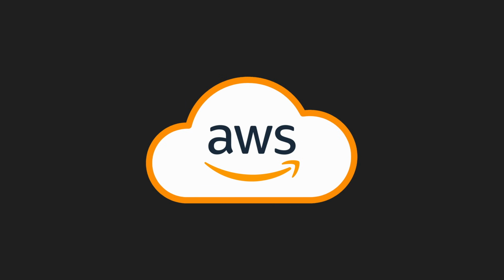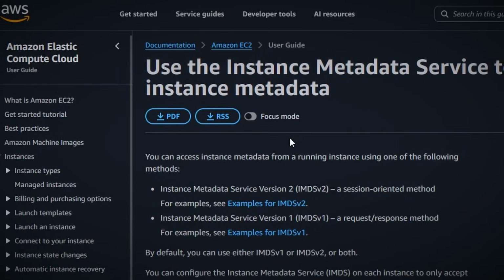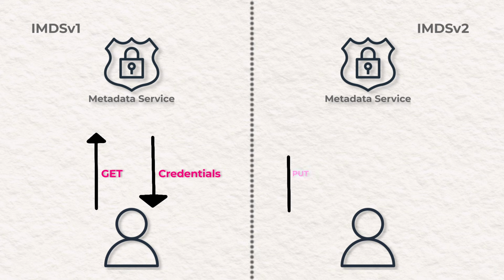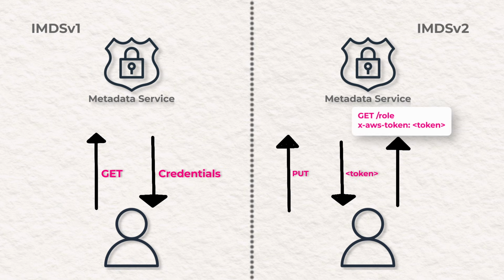After the Capital One breach, AWS introduced IMDS v2, which is specifically designed to prevent SSRF attacks against the metadata service. Here's the difference. With IMDS v1, an attacker simply makes a GET request to the metadata endpoint and it hands over the credentials. No authentication required. With IMDS v2, you first have to make a PUT request to get a session token. Then, you have to include that token in a custom HTTP header called AWS EC2 metadata token with every metadata request. And here's the key.